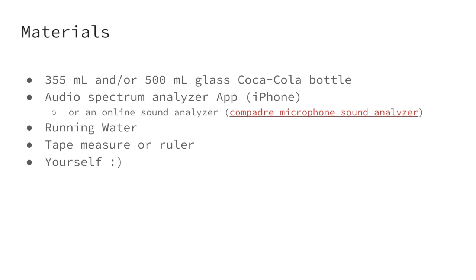First, you're going to need to find a 355 milliliter or a 555 milliliter glass Coca-Cola bottle. You'll also need to have an audio spectrum analyzer app or any online sound analyzer. You'll need some water, a tape measure or ruler, and yourself.